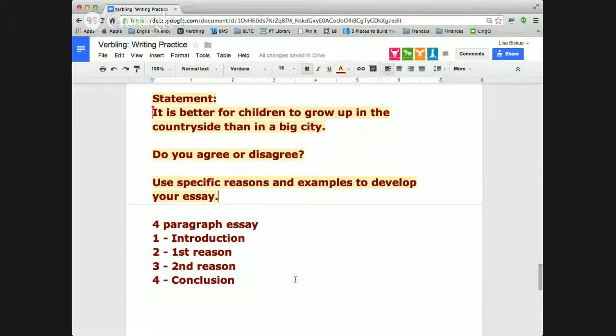Maybe you can have animals. You know, there's lots of reasons maybe you could come up with. Or you can say, I disagree, and then you would have to give the reasons why you disagree.